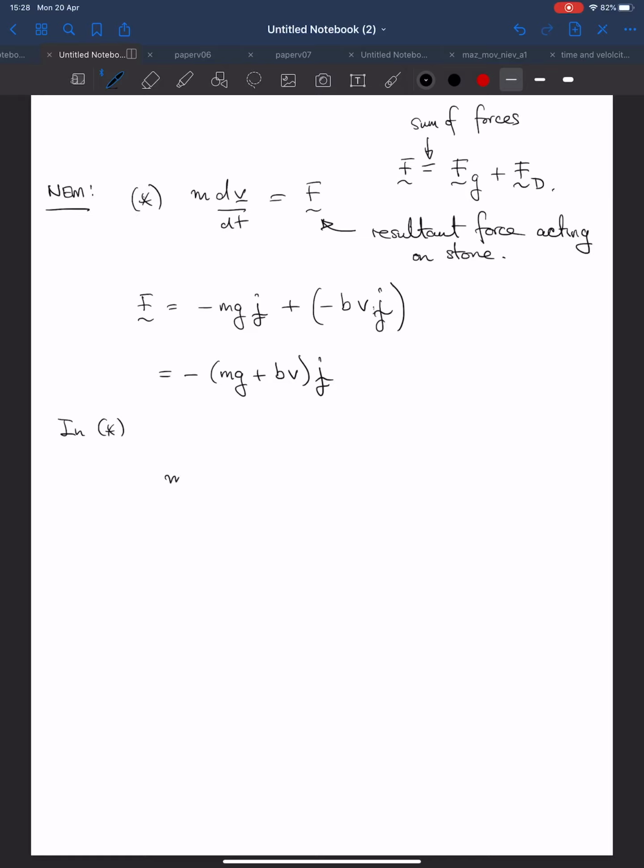Okay, so this now goes into the equation, call it star. In star, what you'll have is m, and now I'm going to use the representation of the vector v, so dv by dt j equals minus (mg plus bv) j. Now, these two are vectors on the left and the right, and they are only equal if the components are equal. So this means that we get this.